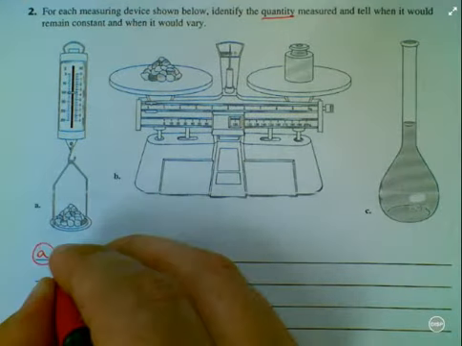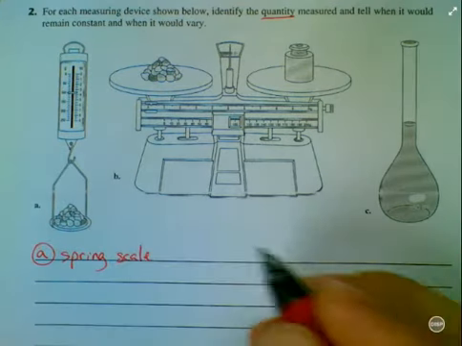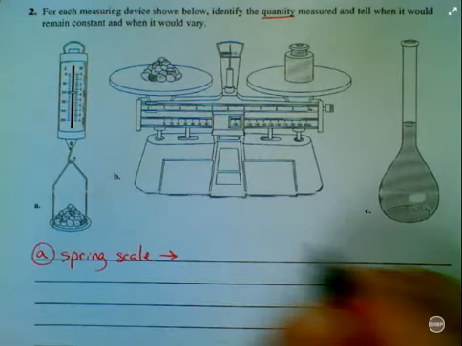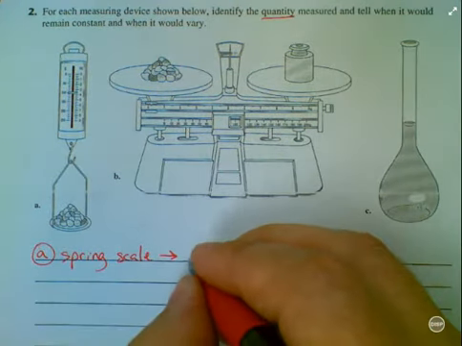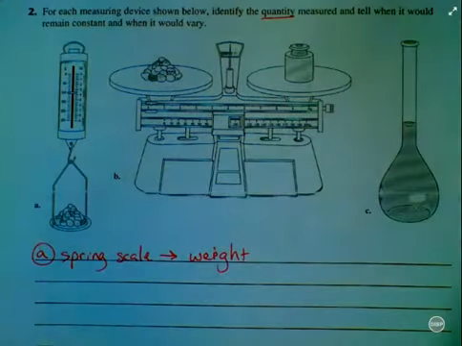This is a spring scale. The term spring scale should sound familiar because it was in your notes, okay? In your notes, we identify that spring scales measure weight. Now, weight can vary, okay?